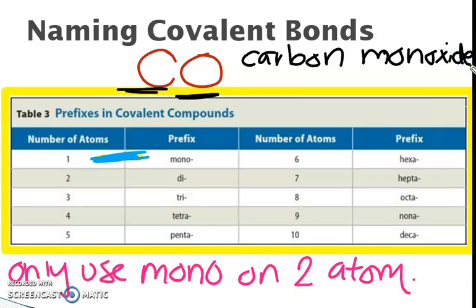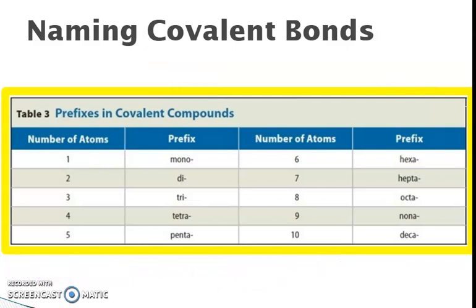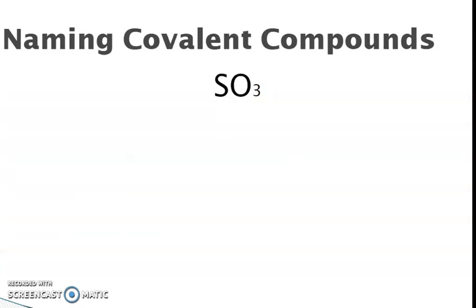And we've maybe all heard of carbon monoxide. It's what cars give off. That could be deadly. You usually have carbon monoxide detectors in your home if you have natural gas. So carbon monoxide. Now notice, guys, this is not monocarbon monoxide. It's just carbon monoxide. So we're only using this mono on the second atom. We're not using it on the first. So let's look at a couple of different practice problems.